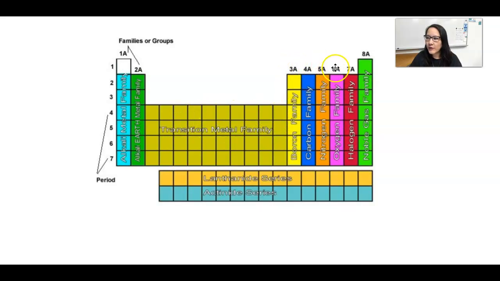Then 3, 4, 5, and 6 are named by the elements that are at the top of their group: boron family, carbon family, nitrogen family, oxygen family. And then we highlighted group 7, which is the halogen family, and group 8, which is the noble gases. At the bottom, we have the lanthanide series and the actinide series.